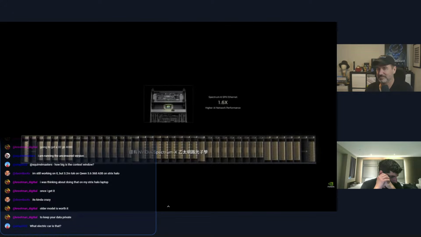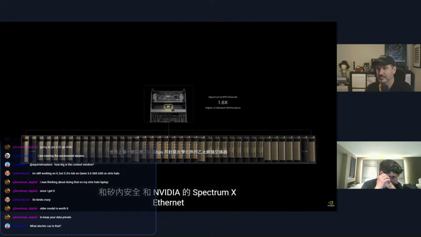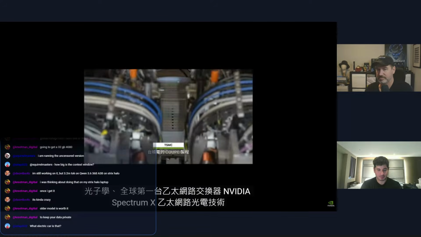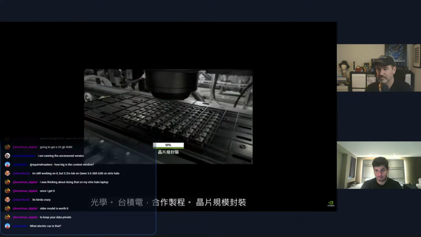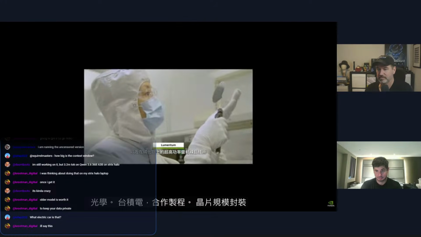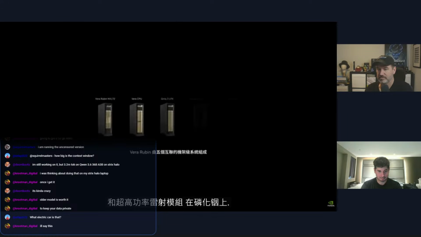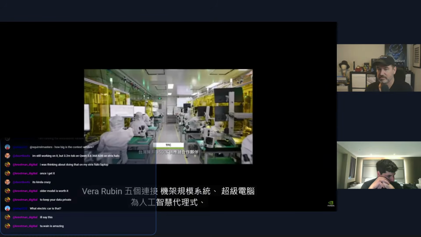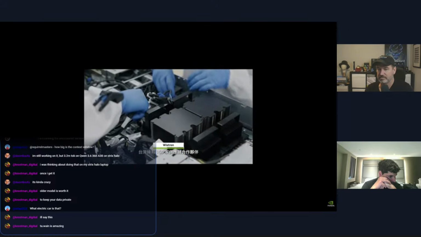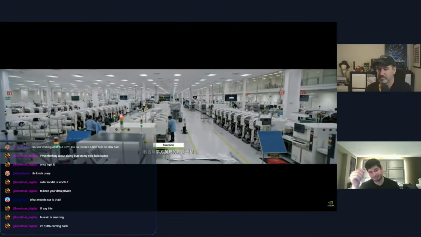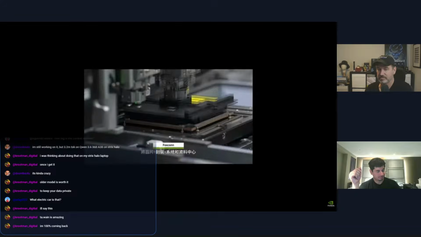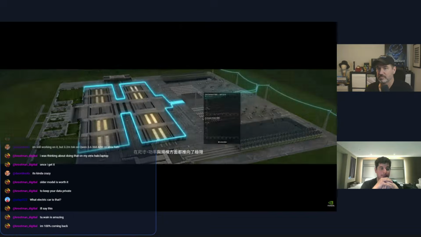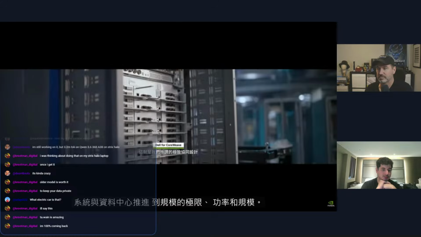And Nvidia Spectrum-X Ethernet Photonics, the world's first Ethernet switch with 200 gigabit co-packaged optics, TSMC's COUPE process, chip-scale packaging, and ultra-high-powered laser dyes on indium phosphide. Vera Rubin, 5 connected rack-scale systems, a supercomputer for AI agents, 150 supply chain partners across Taiwan, millions of square feet of factory floor, hundreds of sites, chips, packages, systems, and data centers pushed to the limits of size, power, and scale. This is what we call extreme co-design.